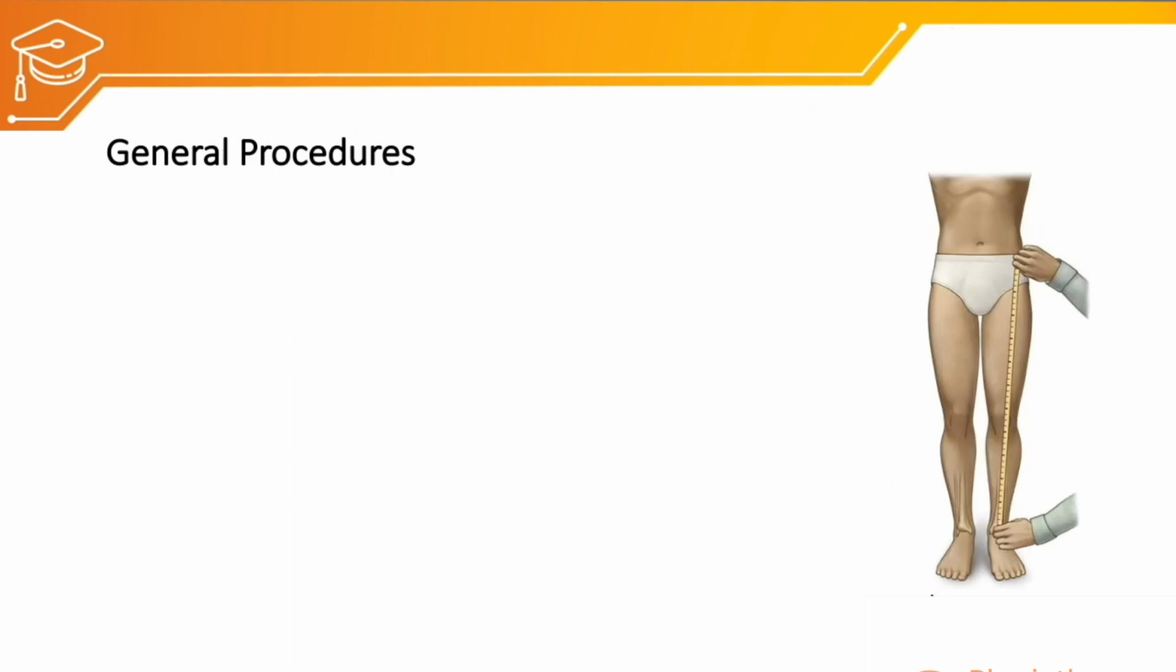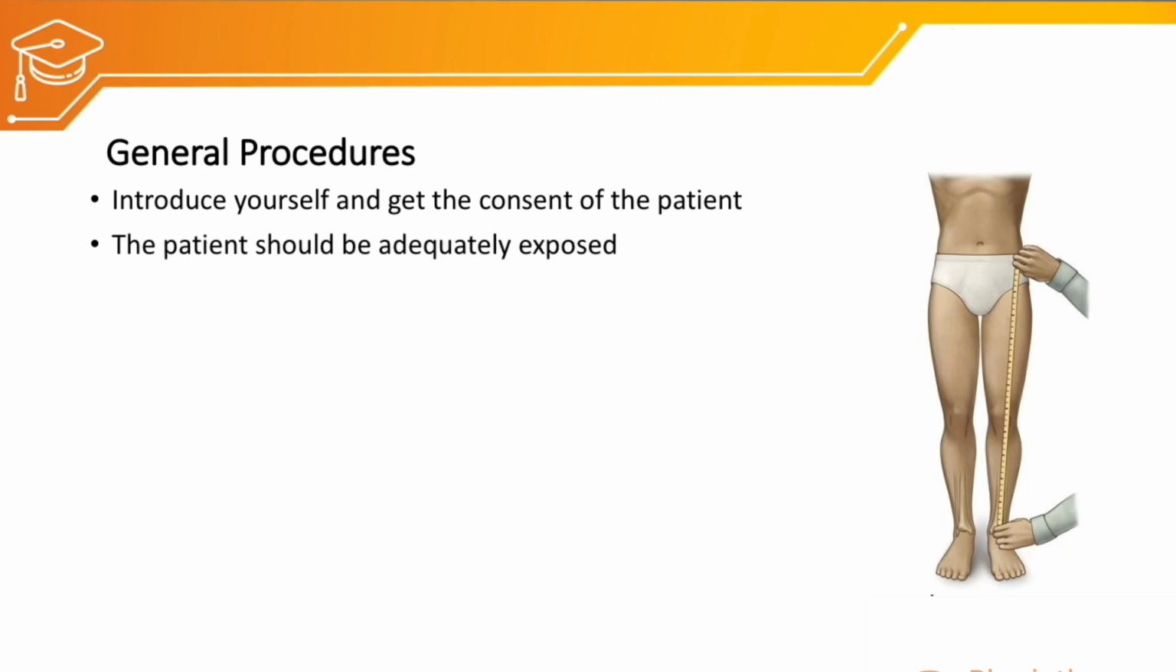Let's discuss some of the general procedures or principles before using these techniques. First of all, before using these techniques, we need to introduce ourselves to the patient, and also take the consent from the patient for conducting the measurement on their body. To get the consent, we need to explain to the patient the measurement techniques which we are going to use. The patient, or the part which is being measured, needs to be adequately exposed. Therefore, the consent or the permission from the patient should be taken.